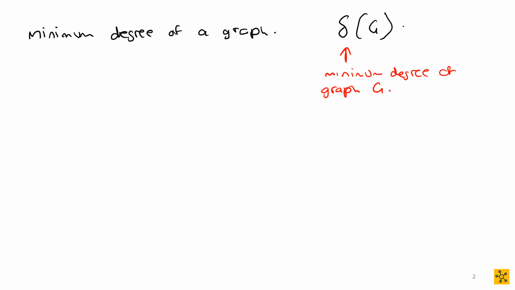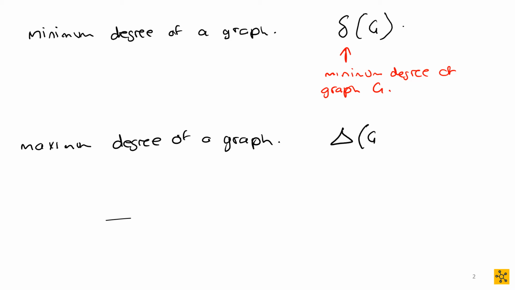And then you have the maximum degree, and it's obviously the biggest degree value of any of the vertices in the graph. Maximum degree of a graph, and it's denoted by capital delta, which is just basically a triangle. Okay, and again, it's saying it's the maximum degree of graph G. So let's just rewrite that again. Maximum degree of graph G.